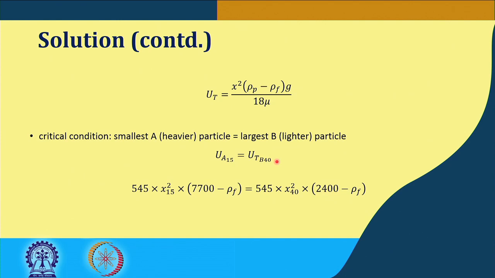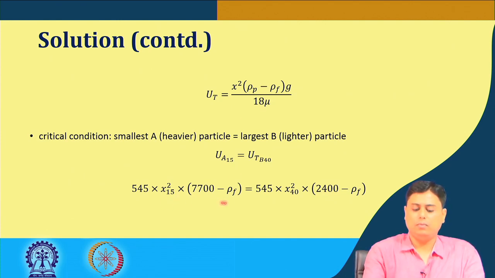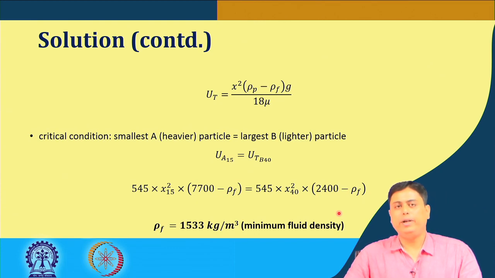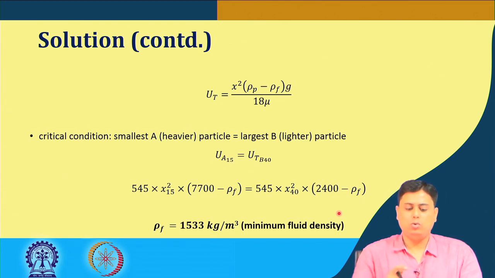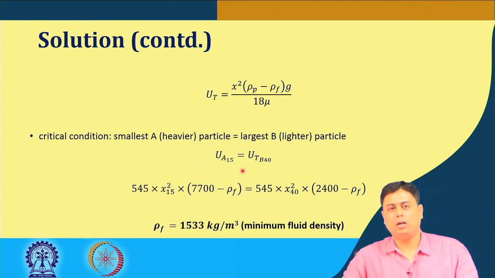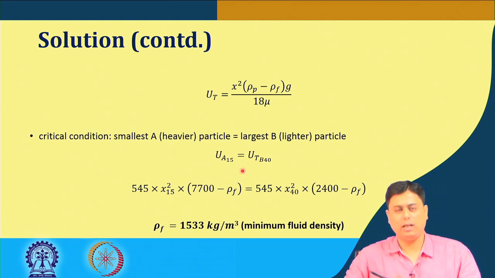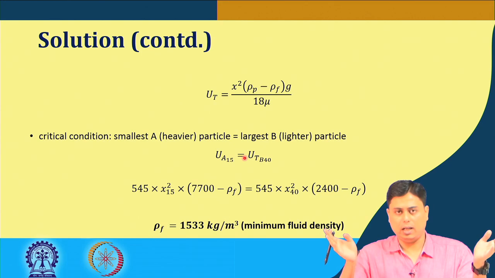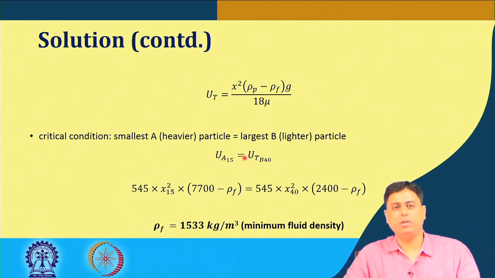If we write these expressions again in this way, this is the 15 micron squared and this is the 40 micron squared. Here is material B, here is material A, and we find out what rho is. This is the minimum fluid density required to have the same terminal velocity for the heavier smallest one and the lighter largest one. If we increase that, these two values become different, so we do not have the overlap and we can separate material A and material B completely.